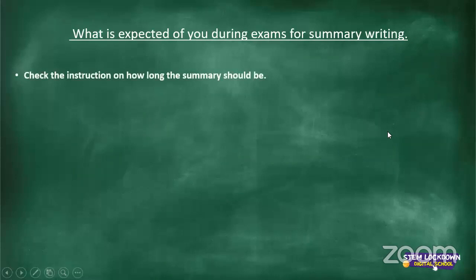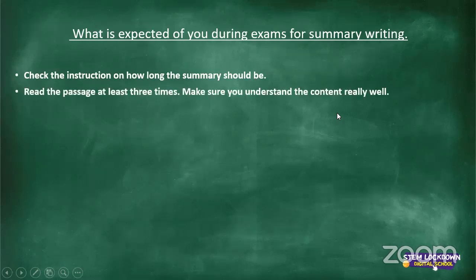All right, as I said, you must check the instructions on how long your summary should be. You must read the passage at least 3 times. Make sure you understand the content really well, because you don't want to start summarizing something that you don't understand, okay? So imagine having to summarize something that you can't even understand yourself, okay? Make sure that you read the passage as many times as you can and make sure that you understand what you're about to summarize, okay, to avoid using unnecessary words and information, okay.